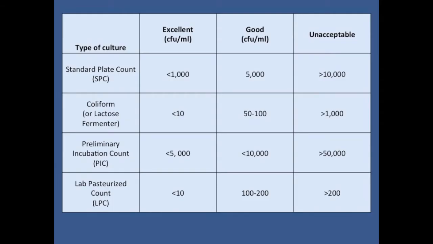The best rule of thumb for interpreting bacteria counts in milk is the lower the better, but here are some general benchmarks for bulk milk samples. A good standard plate count would have a colony count of less than 5,000 colony-forming units per mL and shouldn't exceed 10,000. Preliminary incubation counts will almost always be a little higher than a standard plate count from the same sample, but shouldn't exceed 50,000 colony-forming units.